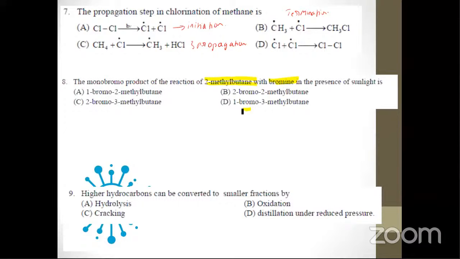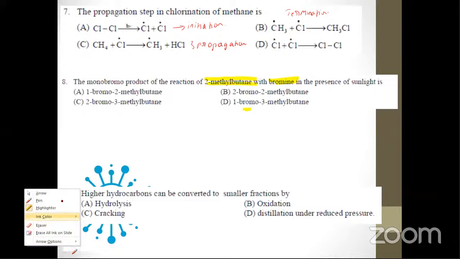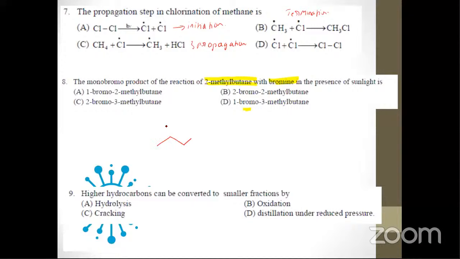Let me write the structure of 2-methyl-butane. This is 2-methyl-butane, 1, 2, 3, 4. This is brominated. How is this bromination carried out? Bromine in presence of FeBr3? Sorry, bromine in presence of diffuse sunlight or high temperature, not FeBr3. That is for ring substitution.